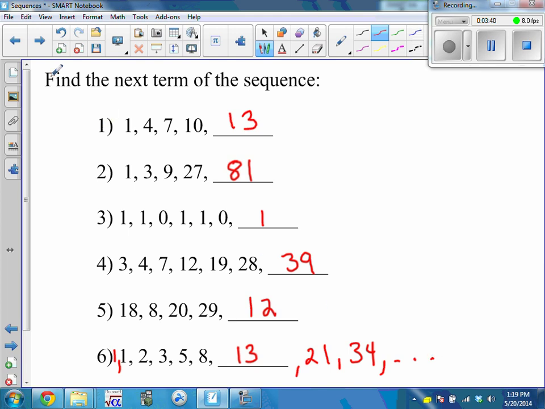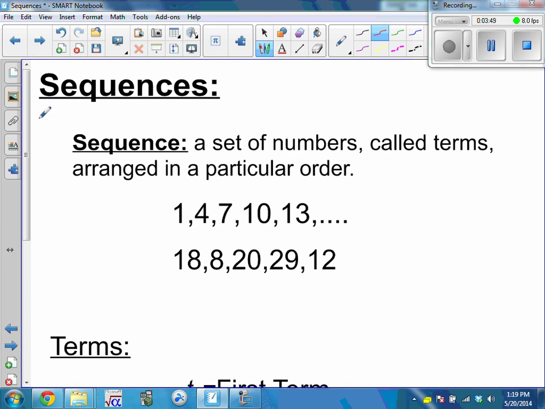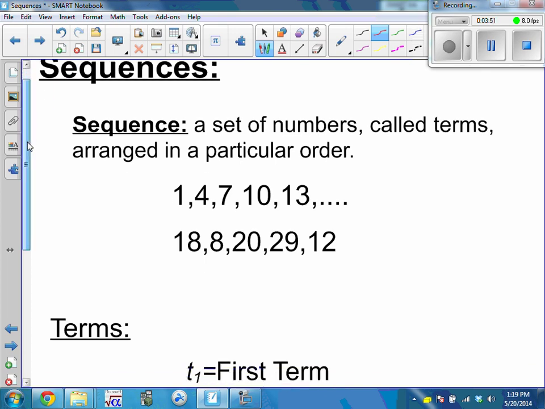So these are all examples of different types of sequences. And many times we define the type of sequence by how we get the next term. So a sequence is a set of numbers called terms that are arranged in a particular order. So 1, 4, 7, 10, 13, dot, dot, dot, goes on forever, is an arithmetic sequence. And my example of the dates for my family's birthdays is an example of something that is also a sequence.